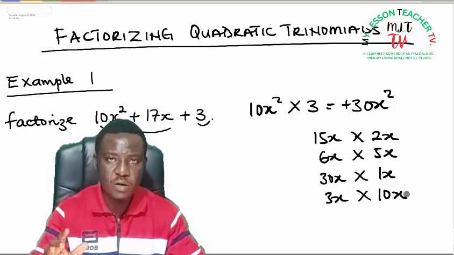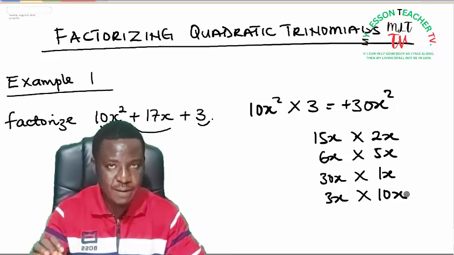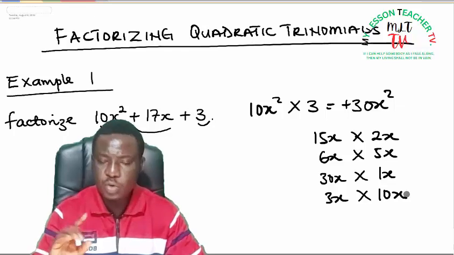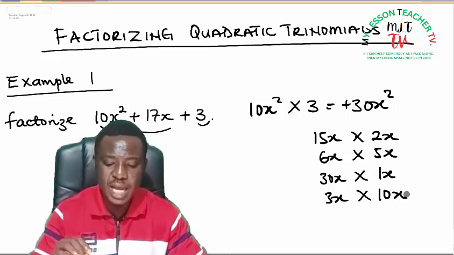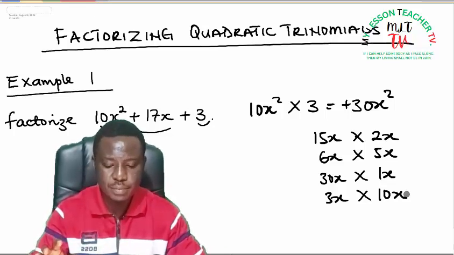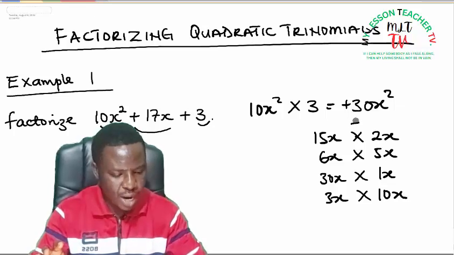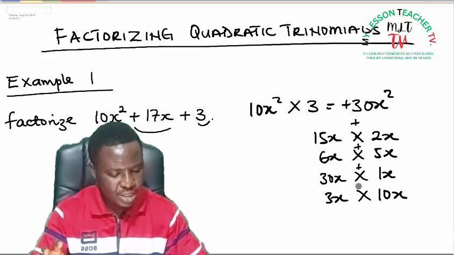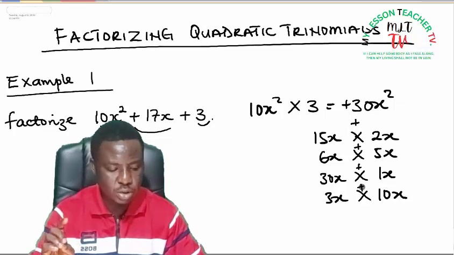All these are factors of 30 that when you multiply them together, it gives you 30. But the second condition is that when you add them together, it gives you plus 17. So if you add this together, let's see, whichever meets those two conditions is said to be our two factors.